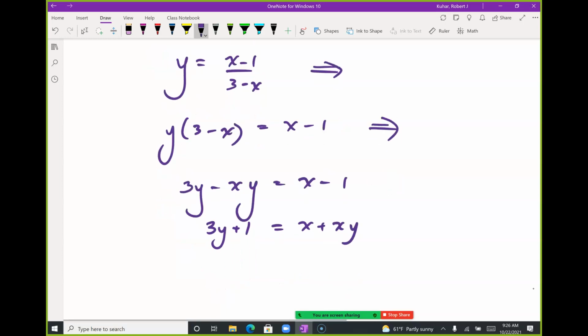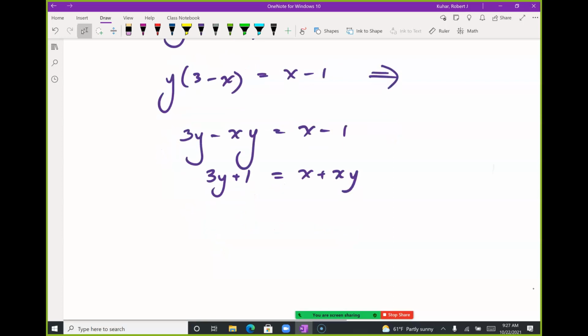Everybody with me there? When I move a whole term over, it changes sign. So I'm trying to minimize the number of negatives. It's not wrong to have a whole bunch of negatives, but then you've got an extra step to simplify. I would say do it both ways and you'll see what I mean. Do this one over and move your x's to the other side and you'll see what I mean, okay? So now on the right we can factor.